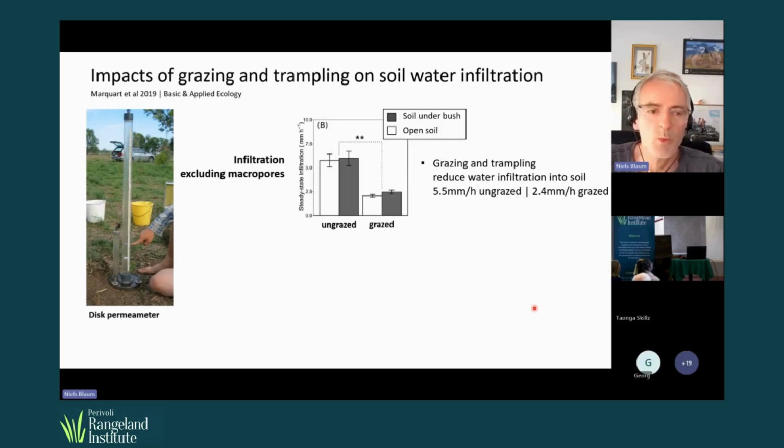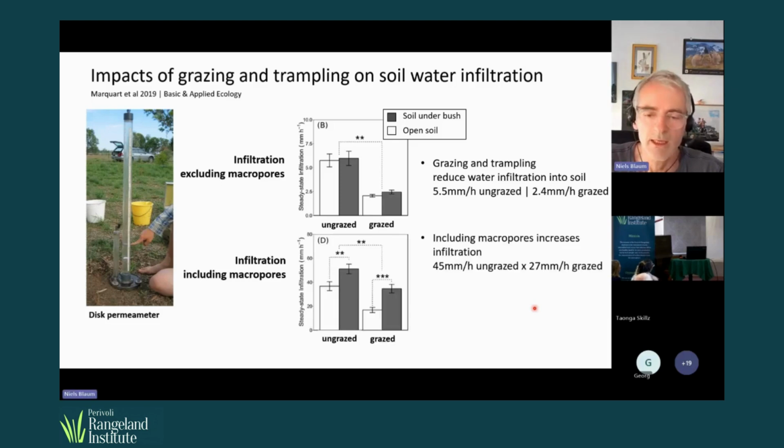In a second step, we allowed infiltration, including the macropores. And here you could see several patterns. The first one was that including macropores increases infiltration significantly. You must look at the scale here. Both show steady state infiltration in millimeter per hour. But here it went up to 45 millimeter per hour, and here our maximum without macropores was only about 5.5 millimeter. So these macropores really made the difference in the infiltration process.